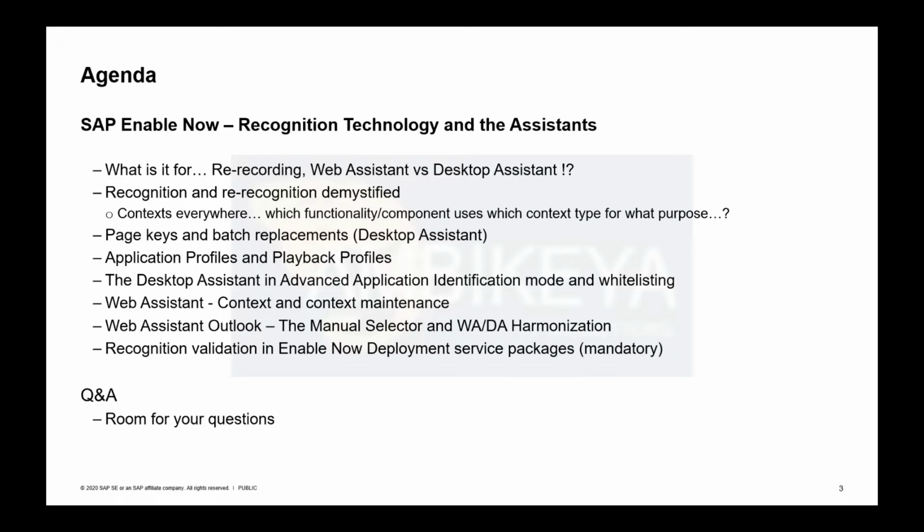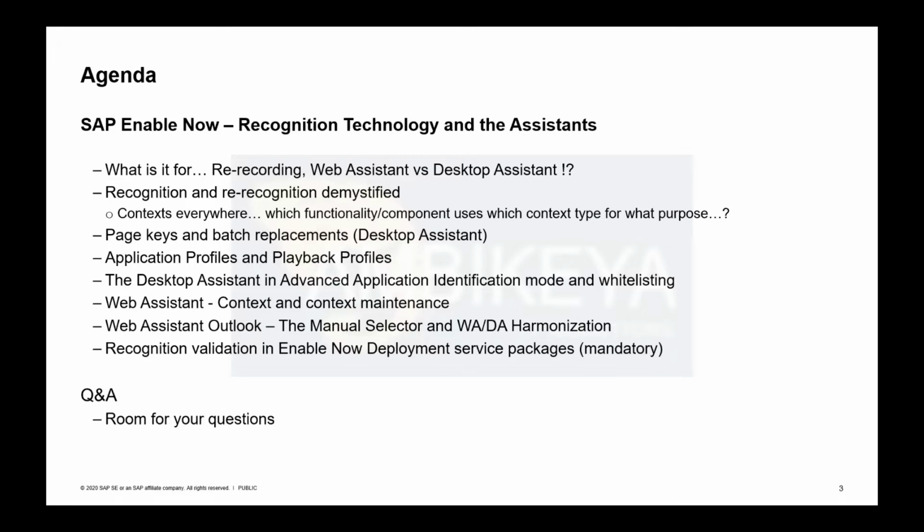Okay, so what's the agenda about? Recognition, web assistant, desktop assistant. So what is all this recognition actually for? Then we try to get contexts clarified, what context type is used by which technology, and why they should all be considered as one conglomerate of functionalities, not as either or.